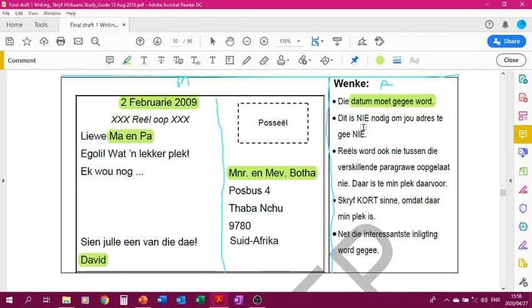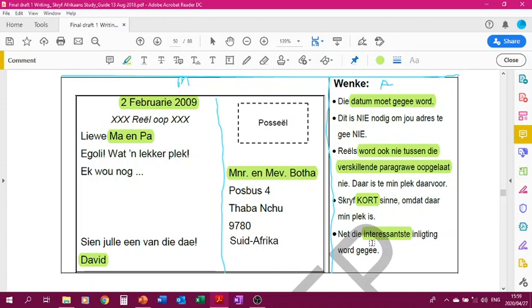Okay. It says there, dis nie nodig om jou adres te gee nie. You don't put it anywhere. Okay. The only address that goes on here is the address of the receiver, because how else will they know where to go? Okay. Reëls word ook nie tussen die paragrawe oopgelaat nie, so we don't leave lines open between the various paragraphs. There's no space for that. Skryf in kort sinne, use short sentences because there's not a lot of space, en net die interessantste inligting word gegee. Only the most important information is given.